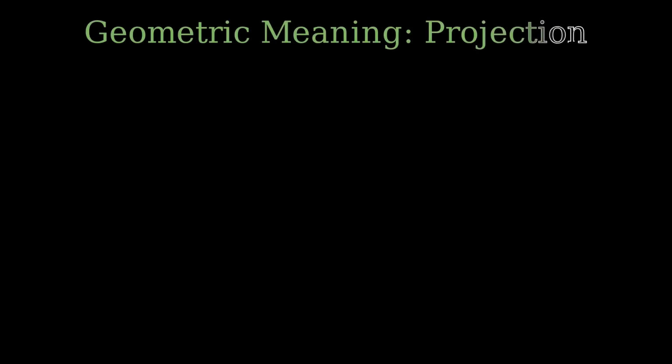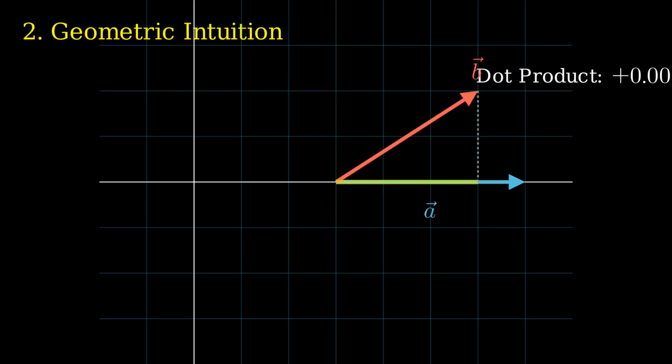Here's the beautiful geometric meaning. The inner product measures how much two vectors point in the same direction. But what does this number actually mean? Imagine the inner product as a measure of alignment.